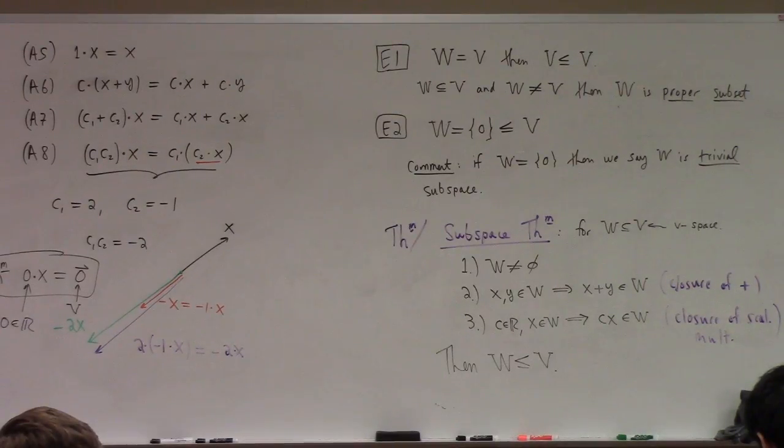But this is such wonderful news because that means all I have to check are these couple things as opposed to 8 to 10 axioms. This is much, much nicer. So let's actually look at an example and see how that works.